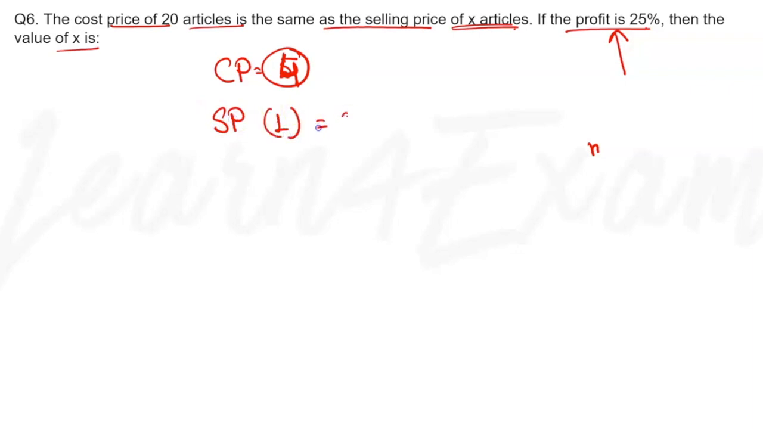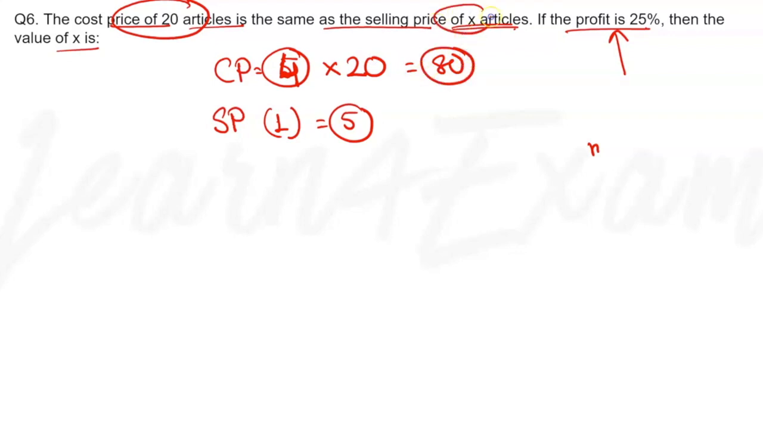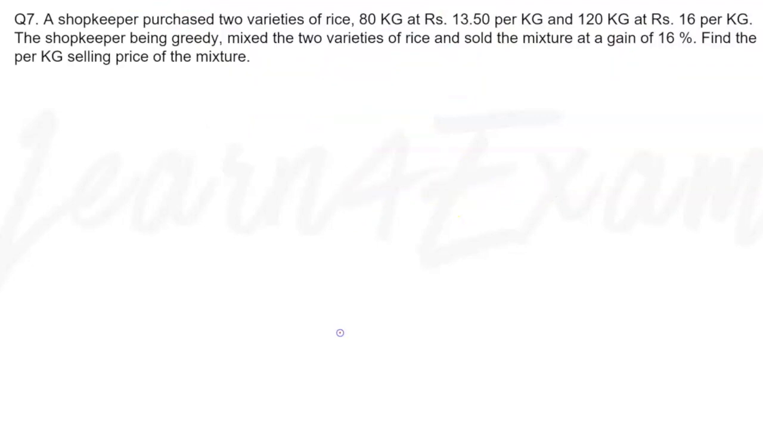So what is the selling price of one article? The selling price of one article is rupees 5. What is the cost price of 20 articles? The cost price of 20 articles would be equal to 4 into 20, or rupees 80. And this is equal to the selling price of X articles, right? Now I can see that the selling price of one article is 5. So for how many articles will I have a selling price of 80? 80 by 5. So I would need 16 articles. So the value of X is equal to 16. Let's move on to the next.